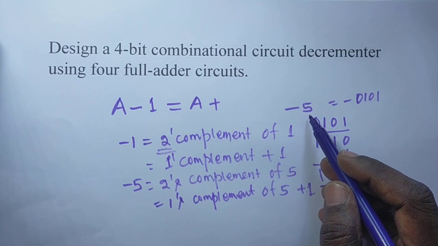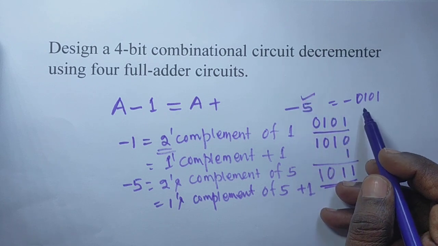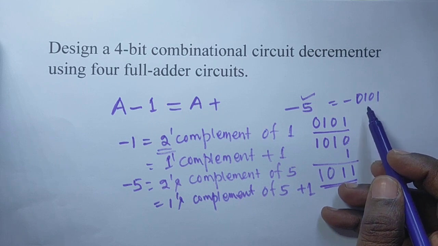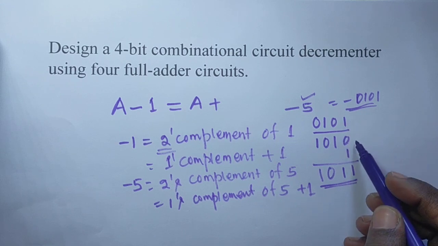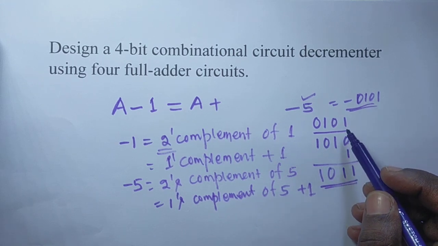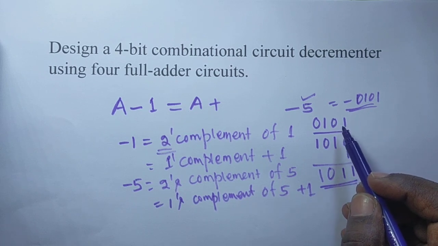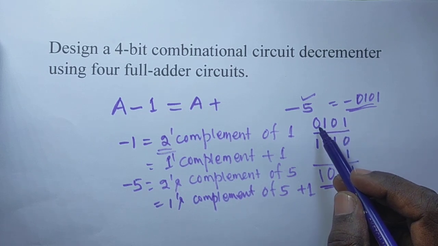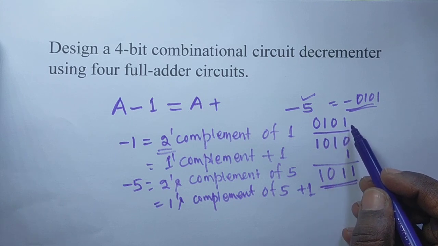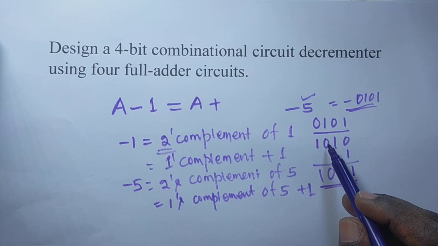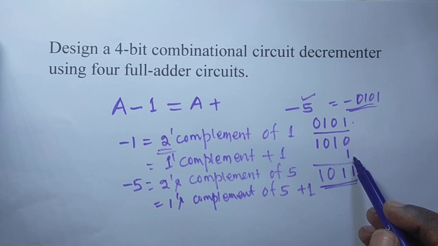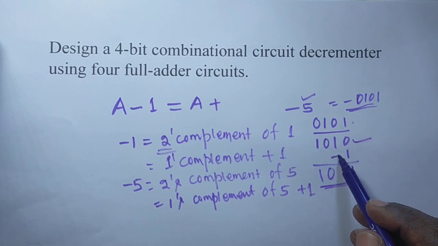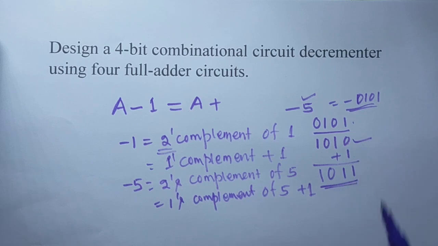Minus 5 means first we define 5. The binary form of 5 is 0, 1, 0, 1. And how do we define minus 5? We take the 2's complement of this number. That means 2's complement means first 1's complement plus 1. The 1's complement of 0, 1, 0, 1 is 1, 0, 1, 0. Plus 1, then you will get 1, 0, 1, 1. This is the minus 5 value.